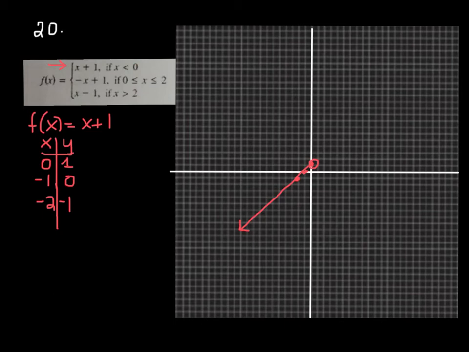Okay, now I'm going to make my next table. So this table is for the second rule. It says that x is going to be between 0 and 2. So I'm going to plug in numbers between 0 and 2. If I plug 0 into here, I get 1. If I plug 1 into there, I get 0. If I plug 2 in there, I get 1. 0, 1, 1, 0, 2, 1.